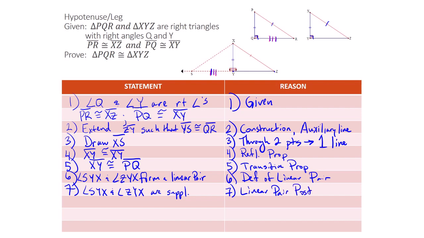Okay. All right, and so what does that mean? Well, that means they add up to 180, right? So measure of SYX plus the measure of angle ZYX equals 180. And that's the definition of supplementary, right? So notice how we're going one to the other, right? Linear pair leads to supplementary. Supplementary leads to add to 180. Okay.